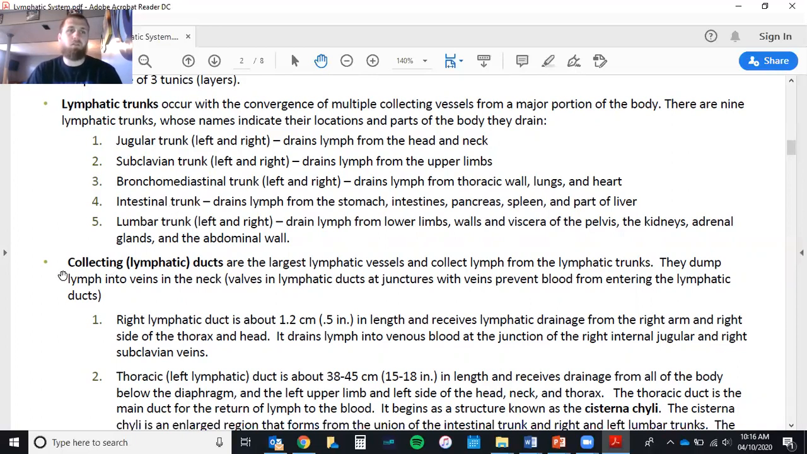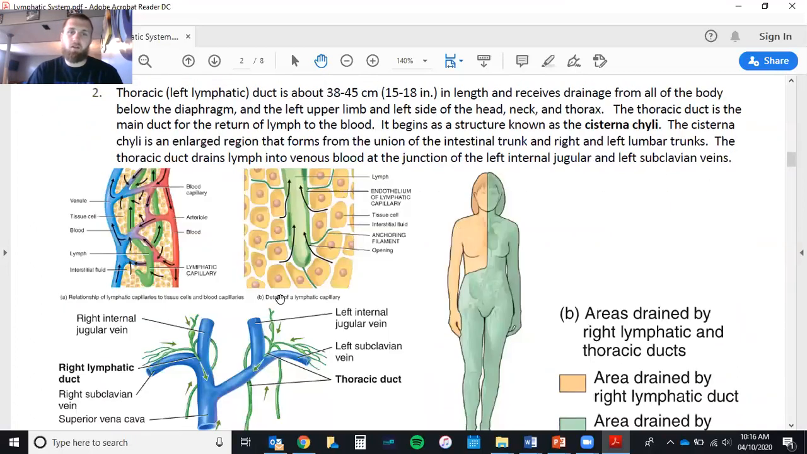And then two lumbars down by our lower back, draining lymph from our lower limbs, the walls and viscera of the pelvis, kidneys, adrenal glands, and the abdominal walls.